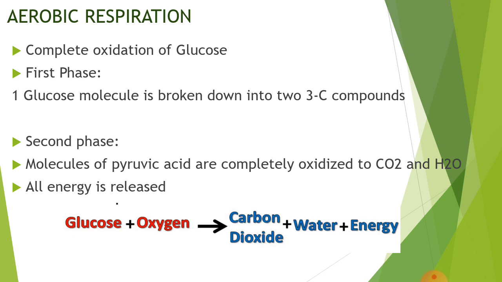Aerobic respiration is a complete oxidation of glucose. There are two phases. In the first phase, one glucose molecule is broken down into two 3-carbon compounds. Then in the second phase, molecules of pyruvic acid are completely oxidized to carbon dioxide and water. All energy is released, as we know that maximum energy is released. This is the overall reaction for aerobic respiration: glucose is broken down in the presence of oxygen to give carbon dioxide, water, and energy. The main thing is energy.